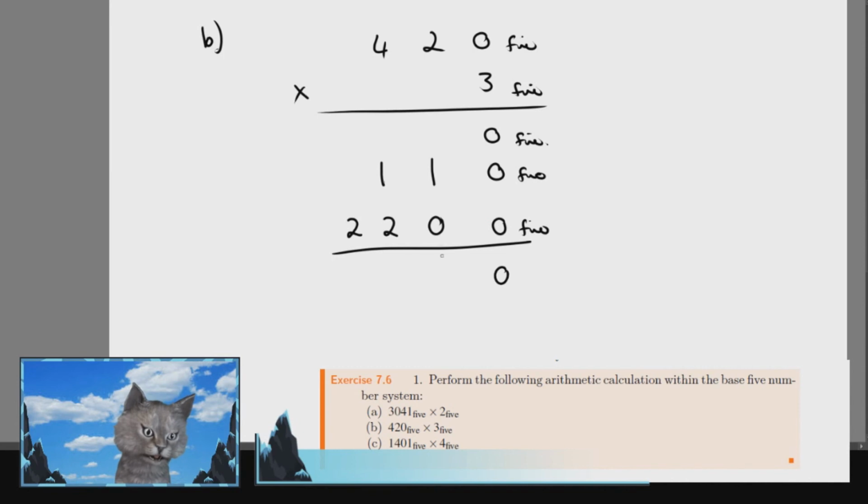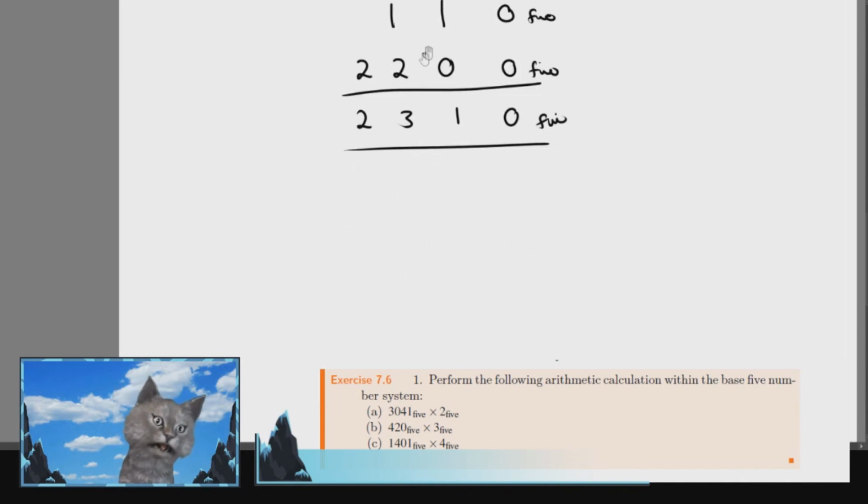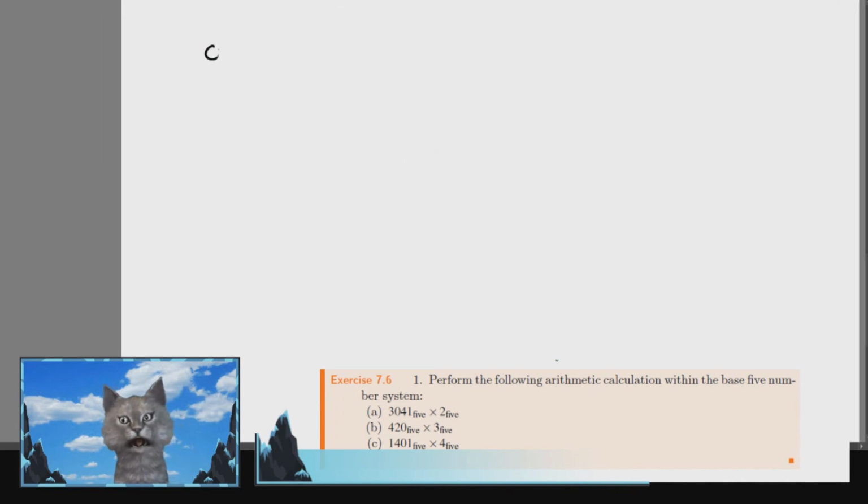Now I'm adding 0, 1, 3, 2. Very rarely are there carryover issues with this addition at the end of the multiplication. It's the counting in groups. You cannot write any digit other than 0, 1, 2, 3, and 4. Anything else needs to be split up into groups of 5. The last one, or is there 4? No, there's only 3. Last one, 1, 4, 0, 1, base 5, times 4.